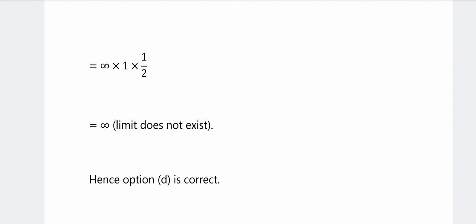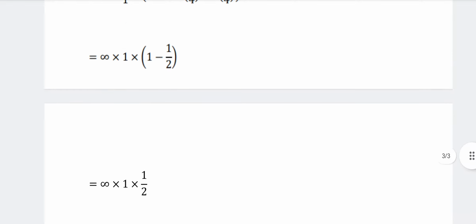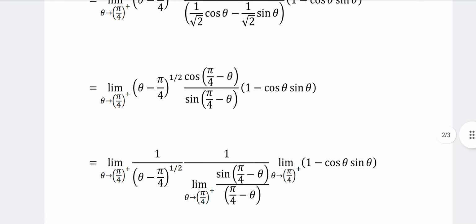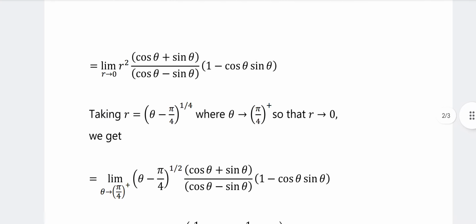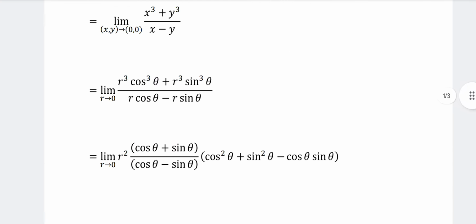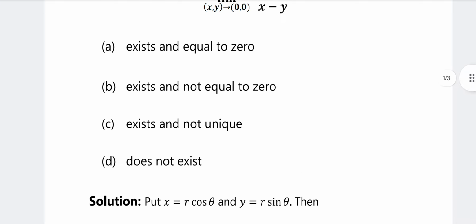This is a very good question, and you will find it in many competitive exams. At the time of answering it makes you confused, so please remember this question, as a similar question can be asked in some competitive exam.